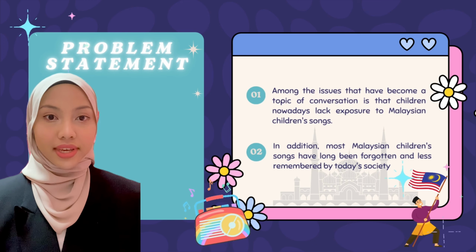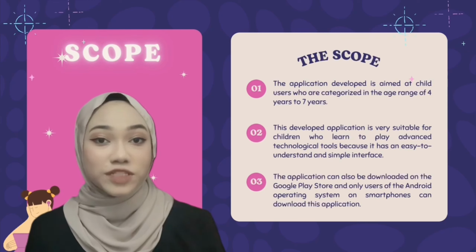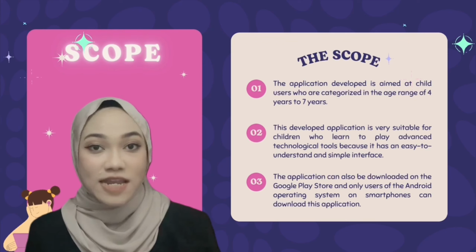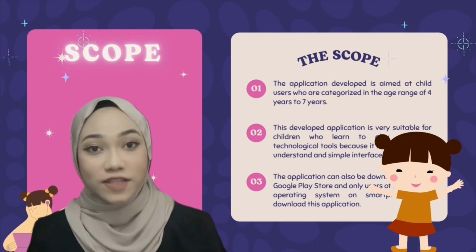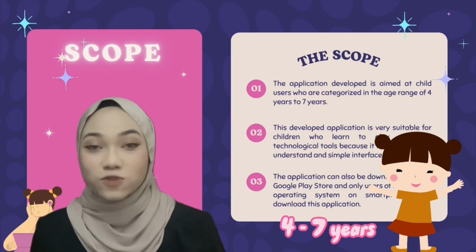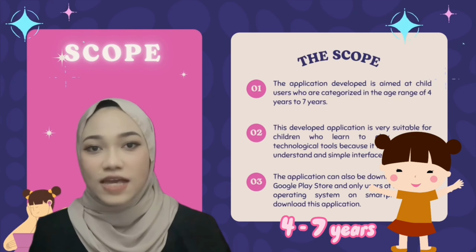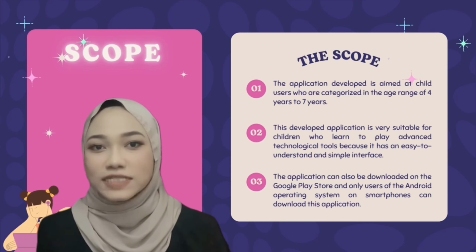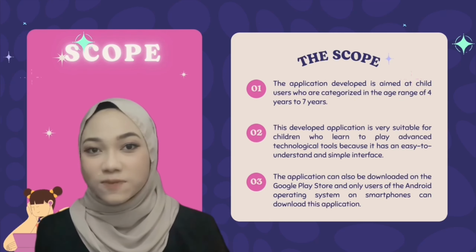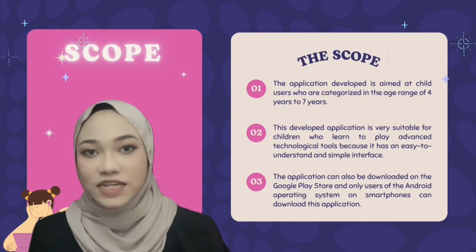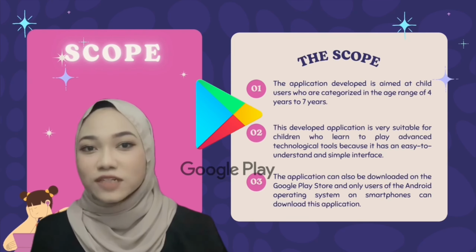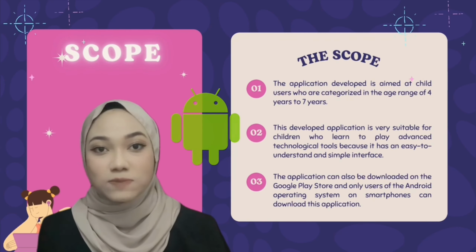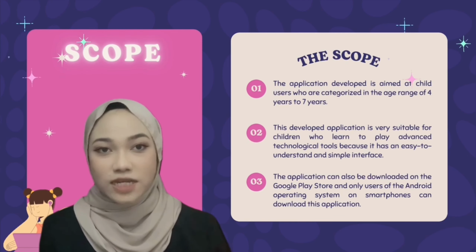Hi, my name is Syazwani binti Ayob. Next, I will talk about project scope. This application is aimed at child users who are categorized in the age range of 4 years to 7 years. This application is very suitable for children who learn to play advanced technological tools because it has an easy to understand and simple interface. This application can also be downloaded on the Google Play Store, and only users of the Android operating system on smartphones can download this application.